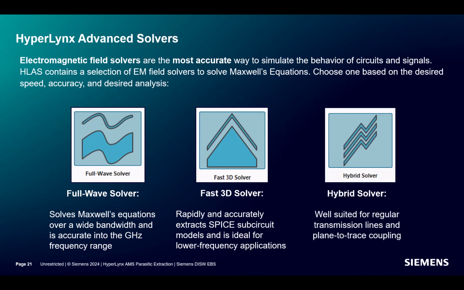Finally, the hybrid solver assumes transverse electromagnetic mode or TEM propagation on traces and combines 3D and 2D analysis for faster solve times. It is well suited for regular transmission lines and plane-to-trace coupling.